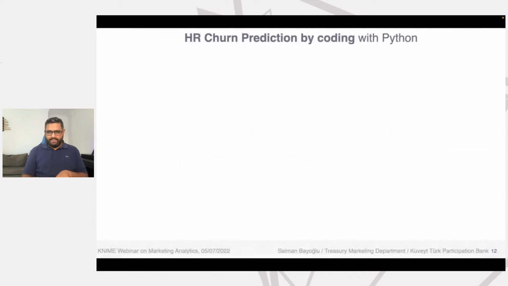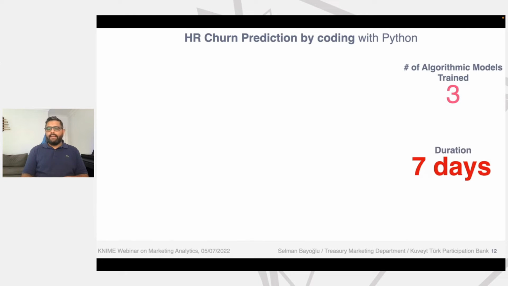Okay, HR churn prediction by coding with Python. This is my real project at Istanbul Technical University, which gave me the expertise certificate. Here in this Python coding, I trained 3 algorithmic models and it took minimum 7 days, but I just put 7 days. So it's a big deal, really.